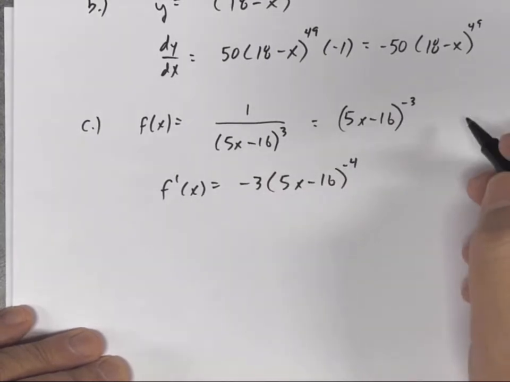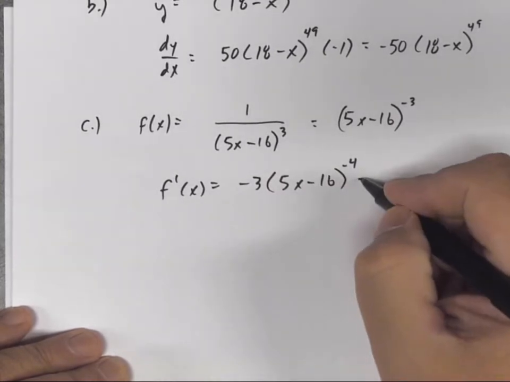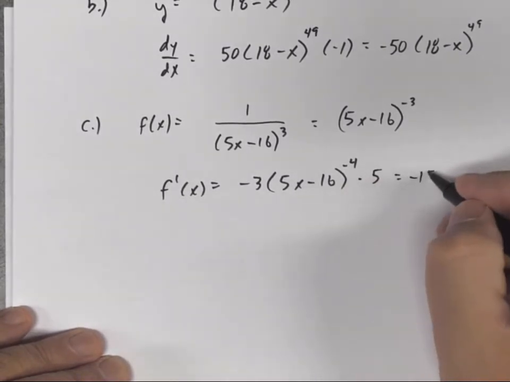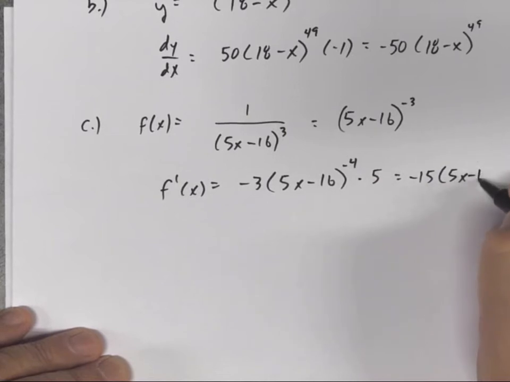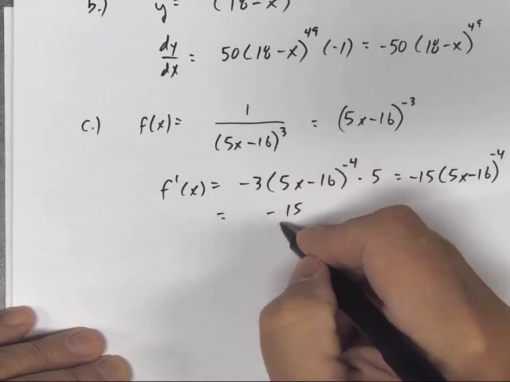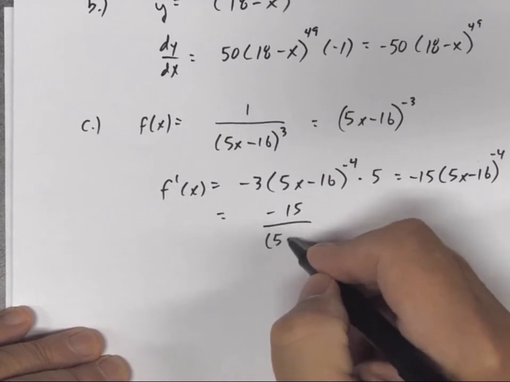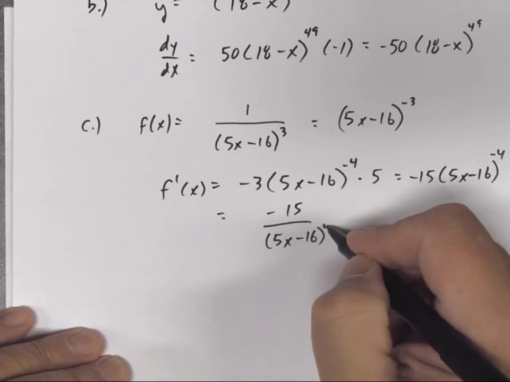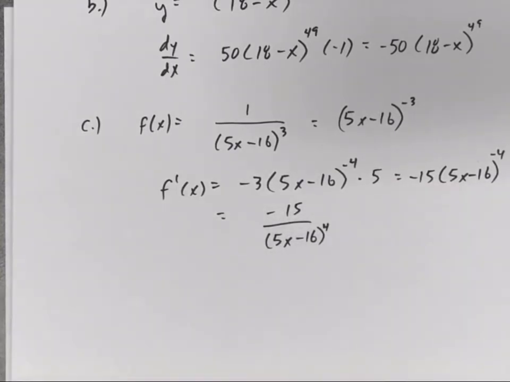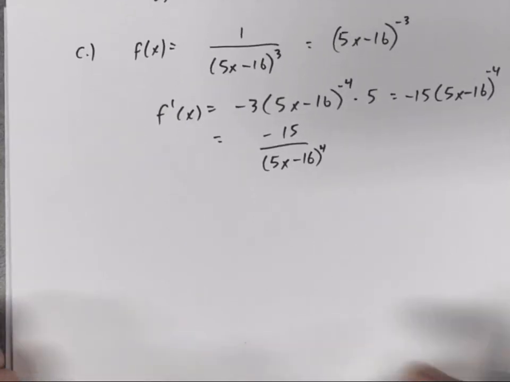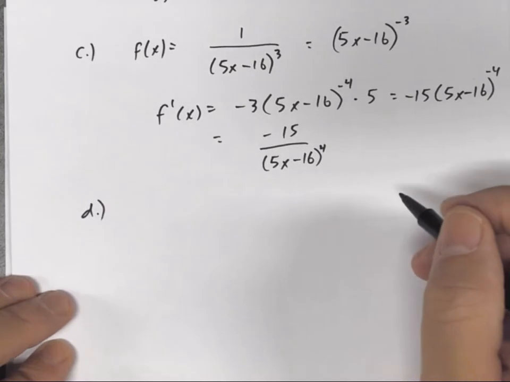Then you go inside and take the derivative of what's inside the parentheses, which is going to be 5. So this final answer should be minus 15, 5x minus 16 to the minus 4. And actually, since we don't normally leave negative exponents, probably best to write it like this. Negative 15 over 5x minus 16 raised to the 4th power. All right, let's keep going through these.